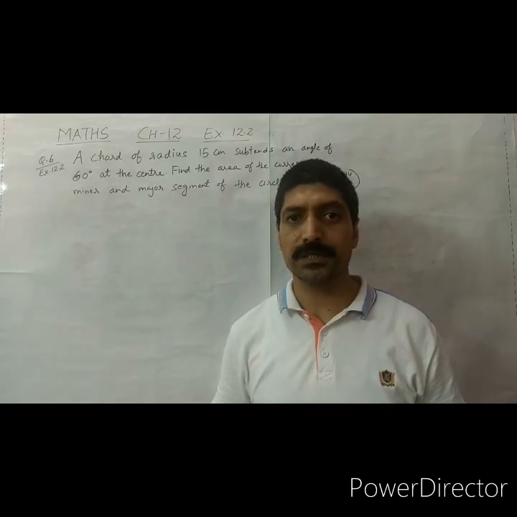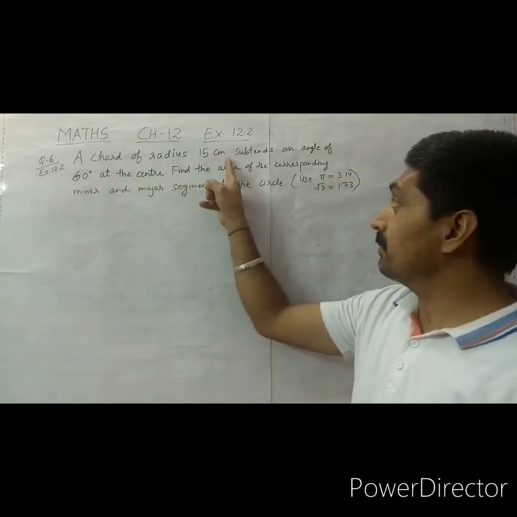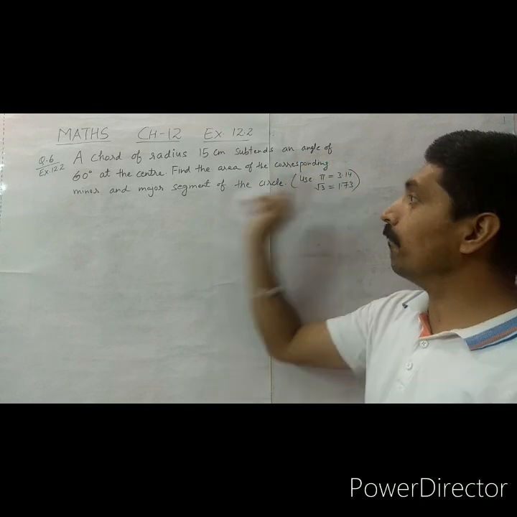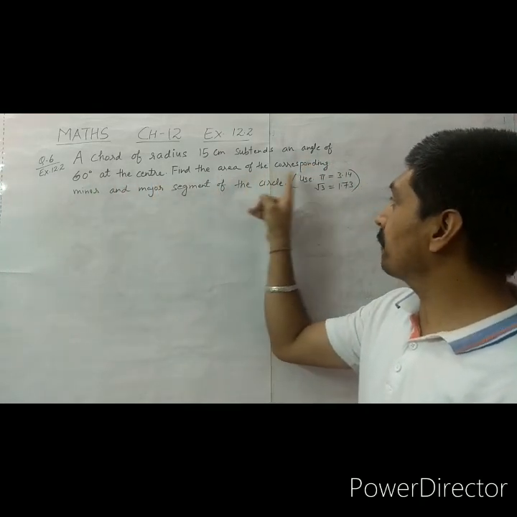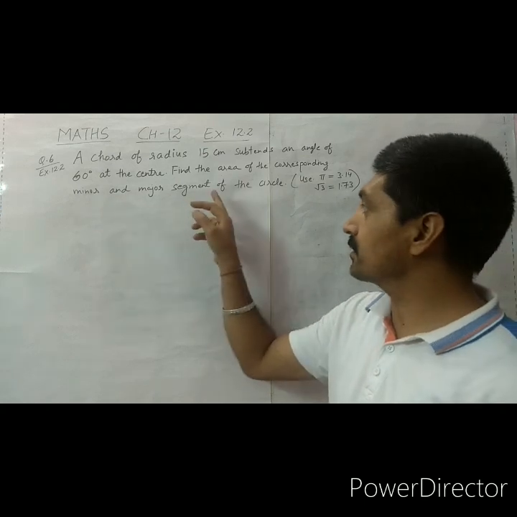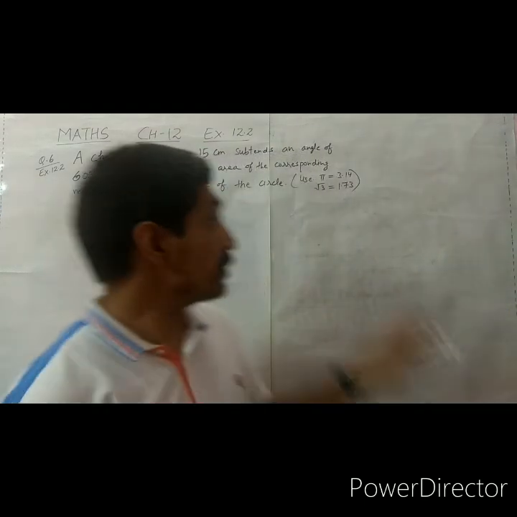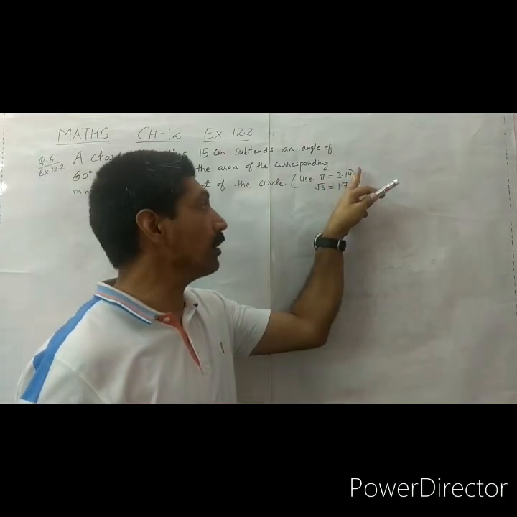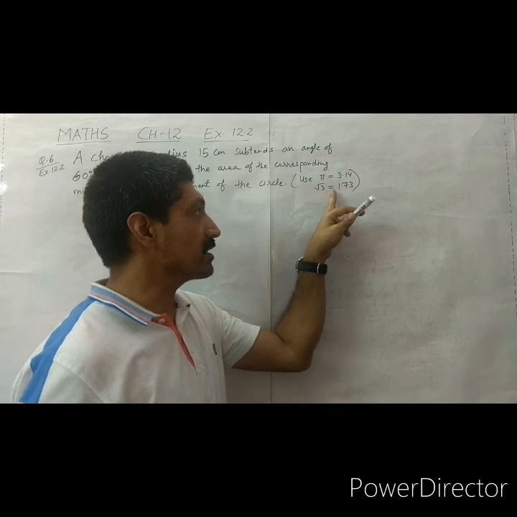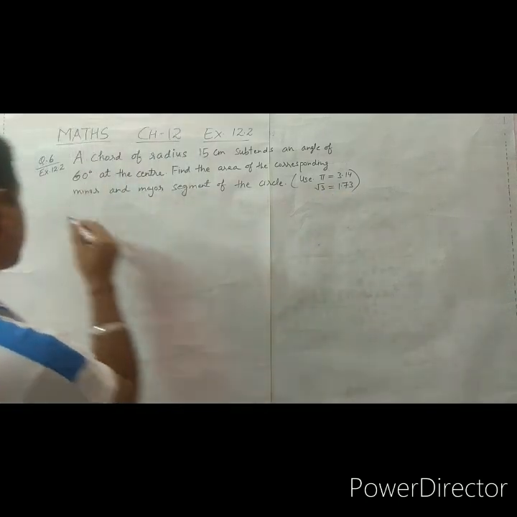Question number 6. A chord of a radius 15 centimeter subtends an angle of 60 degree at the center. Find the area of a corresponding minor and major segment of the circle. And here use pi, the value of pi 3.14 and under root 3 value is equal to 1.73. So here solution.